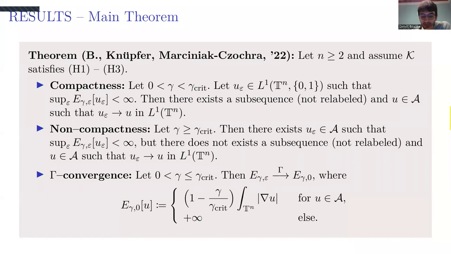Okay, so this is the main result. Basically, we know when we have in this parameter regime compactness and non-compactness, and in the subcritical regime, we have gamma convergence. In the supercritical regime, we don't have gamma convergence, but I will tell you about this in a minute.